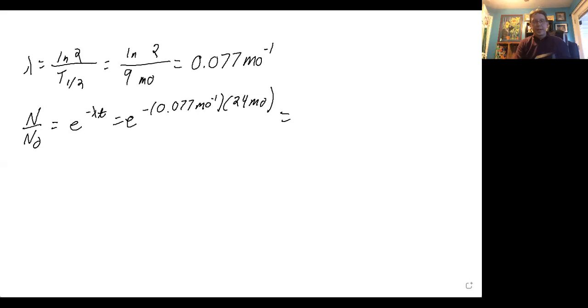And solving for that gives 0.16. So again, it's a bit more than an eighth, but not quite a quarter. So it's right in the area where we would have expected it to be.